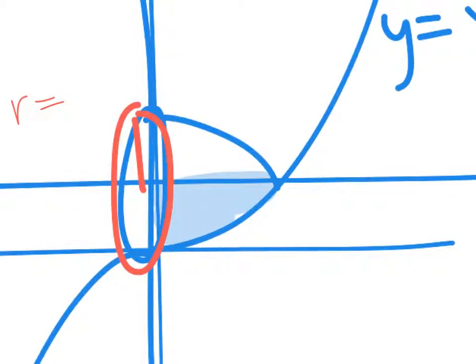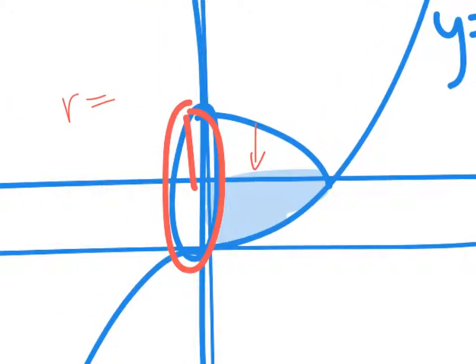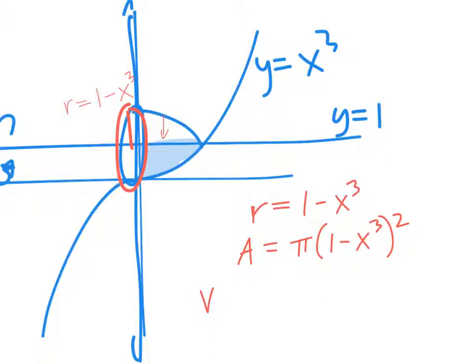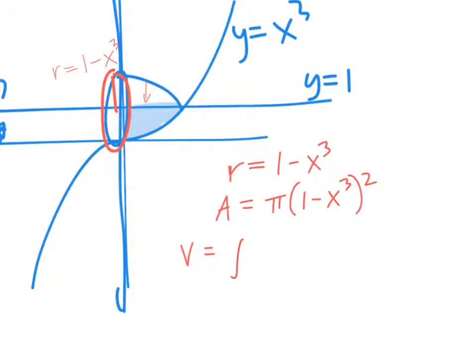Yes. So you're looking from top down. So remember, we're finding the area. And when we have an area that's enclosed between two curves, that's going to be the top one minus the bottom one. So the radius is 1 minus x cubed. Okay, so A is going to be pi r squared. Volume, integral of pi r squared.